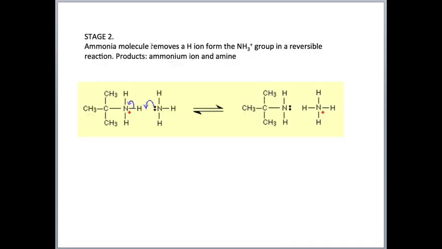In stage 3, the ammonia molecule removes a hydrogen ion from the NH3+ group in a reversible reaction, and the products are an ammonium ion and an amine.